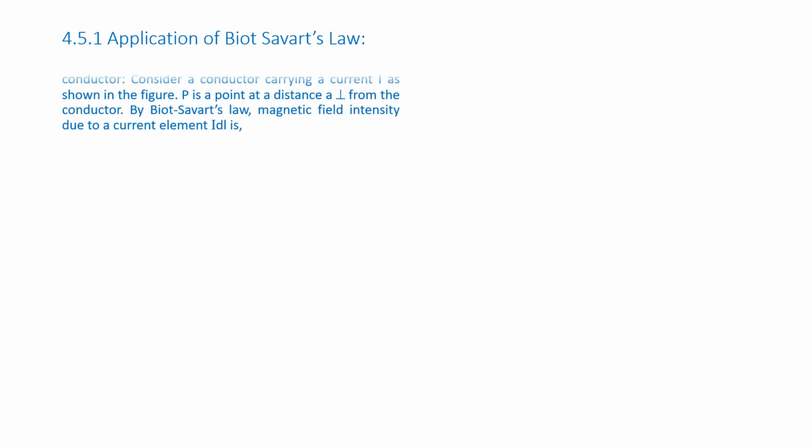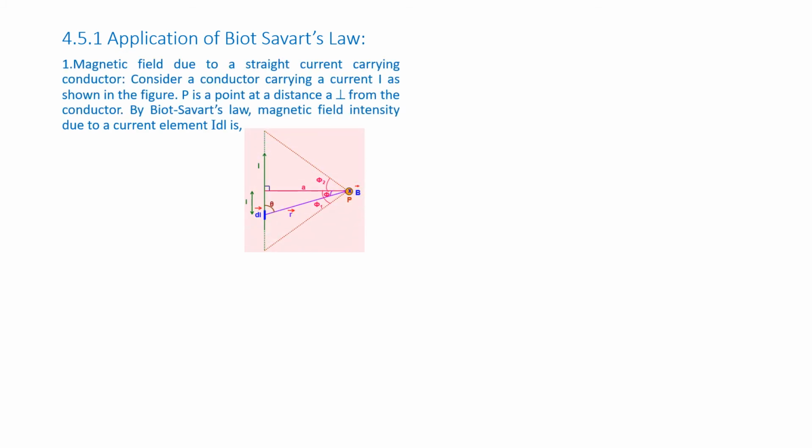Applications of Biot-Savart law. First case is the magnetic field due to a straight current carrying conductor. This is a current carrying conductor shown vertically and a current I is passing from bottom to top. This direction shows that current is flowing from bottom to top. Consider a conductor carrying a current I as shown in the figure.